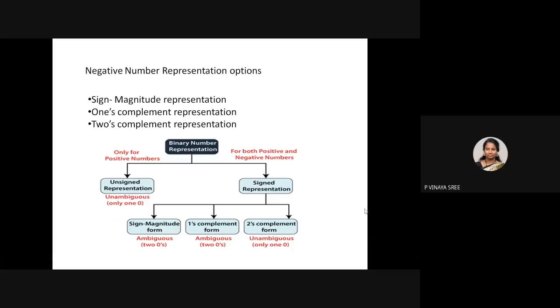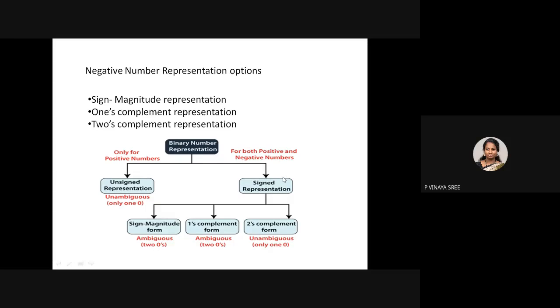Yes. So today we are discussing negative number representations. Everyone knows about ones and twos complements. I'm also using the signed magnitude representation. So for binary number representation, if it is a positive number, there is no problem. When it comes to a negative number, we have to go for ones and twos complement.